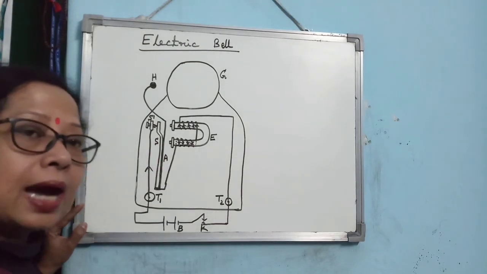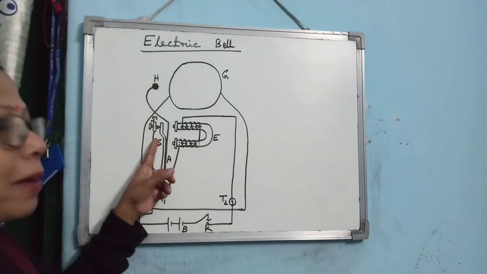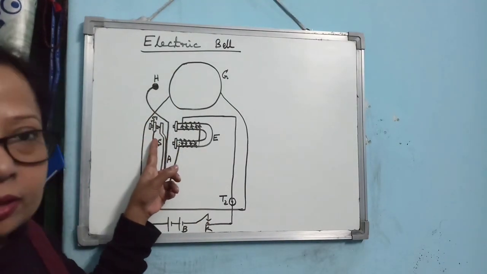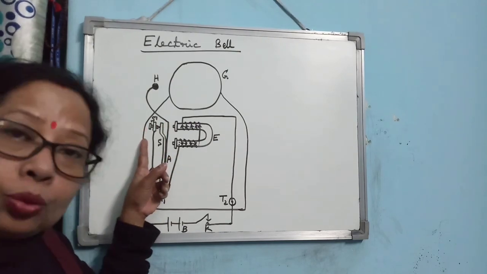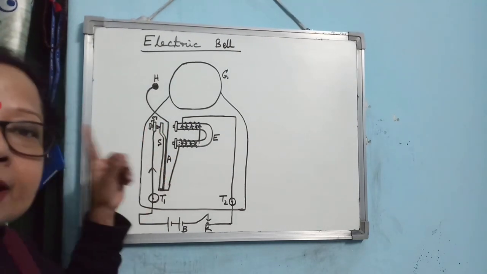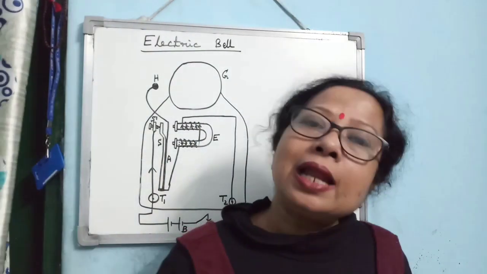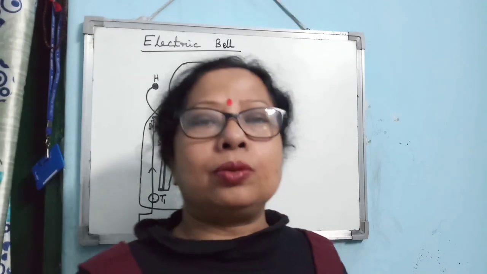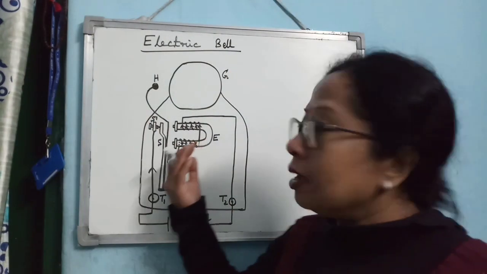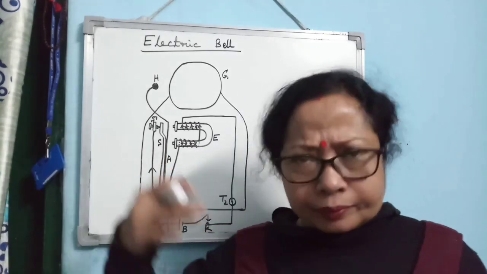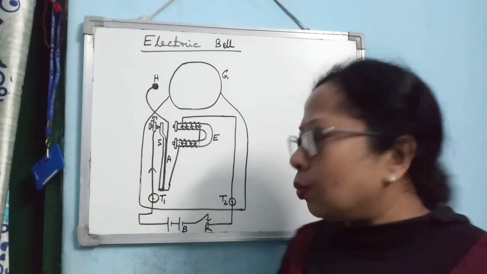So what will the armature do? Due to the spring effect, the armature will get back to its original position. Means again it will touch the adjusting screw. The moment it touches the adjusting screw, the circuit will get completed. So what will happen? Again the electromagnet will be converted into a magnet, and it will attract the armature. Means whatever steps I have said till now will be repeated. Clear?